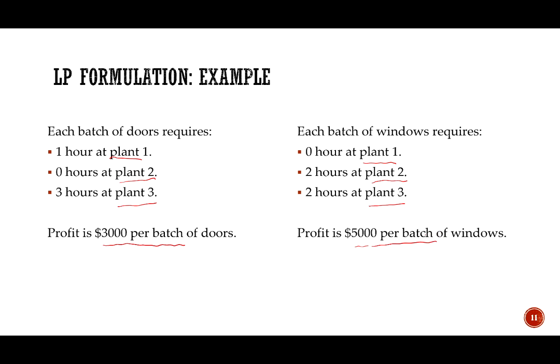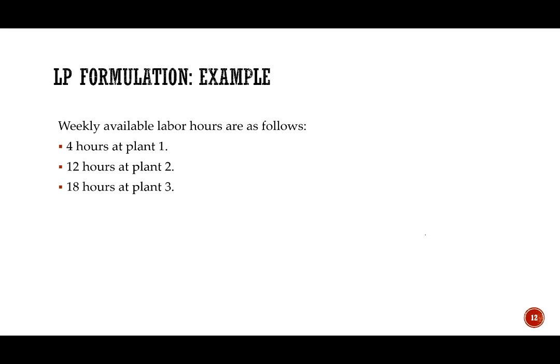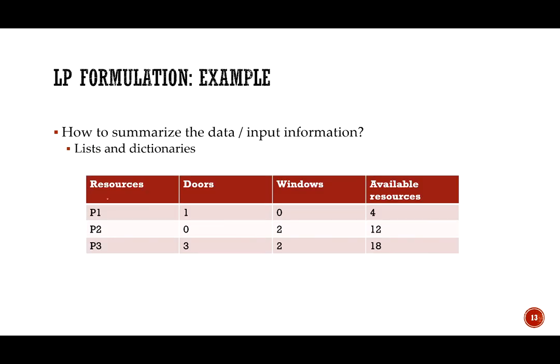Okay, so these are the input parameters or data that we have. Now, weekly available labor hours are as follows. We only have 4 hours available at plant 1, 12 hours available at plant 2, and 18 hours at plant 3. Now let's see how we can summarize this information in a table.